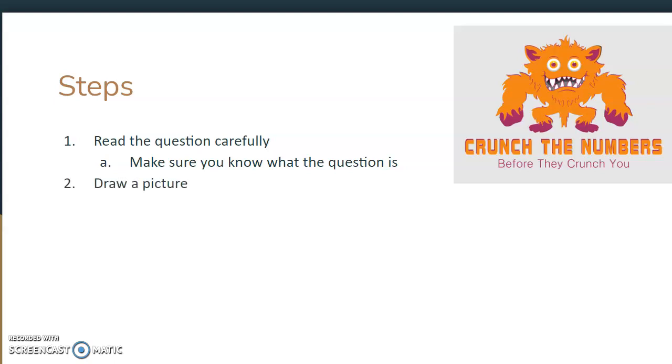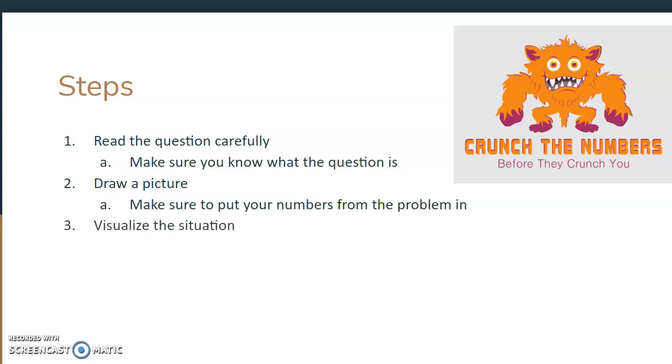Step two is draw a picture. So we want to make sure we're able to understand what we're being asked by drawing a picture. It can help us visualize what's going on as well. We want to put numbers and variables in that picture as well. I think this is an important thing too. If we visualize the situation, it can be very helpful.